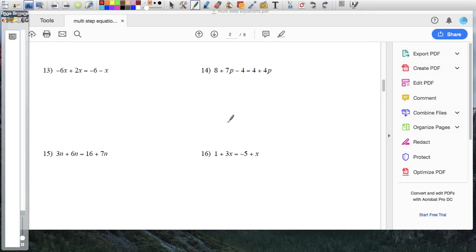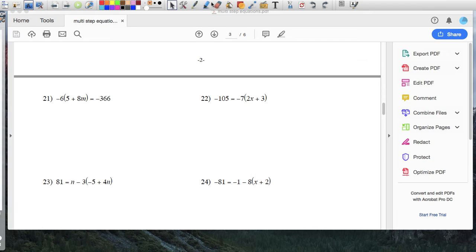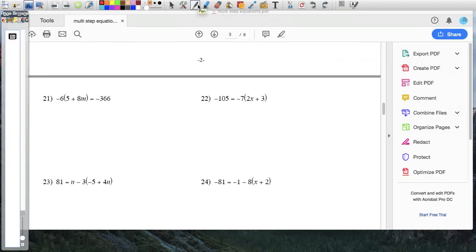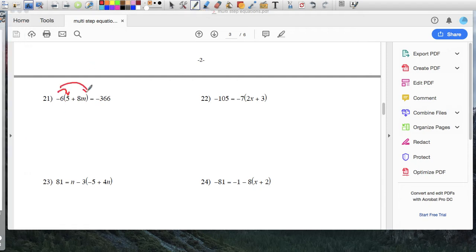So I think I just did perhaps 14. We're moving to 21. So now 21 looks a little bit more complete in terms of all the steps that you have to do. So first thing is a distributive property. Careful with your signs. Negative times a positive is a negative.